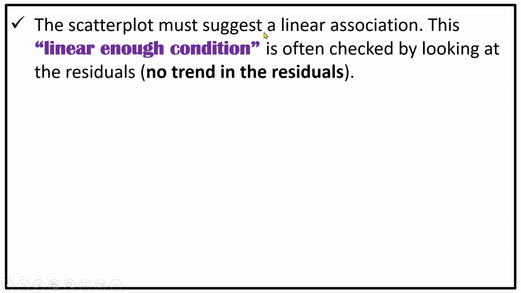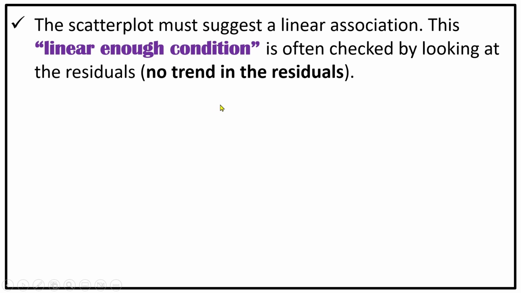The first one is the one we kind of checked already. The scatter plot must suggest a linear association. This is called the linear enough condition. I think quite often, at least at the Mount, we call it that. And we often check this by looking at the residuals. And the point is, we should see no trend in the residuals. So we're going to see that in a moment.